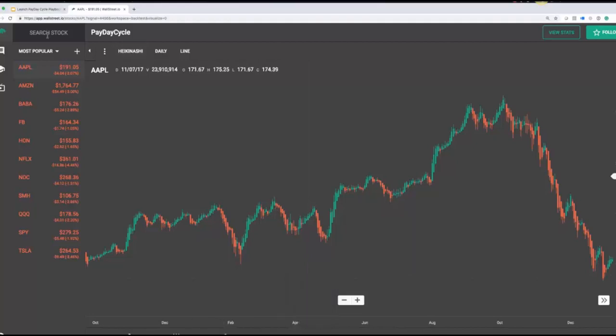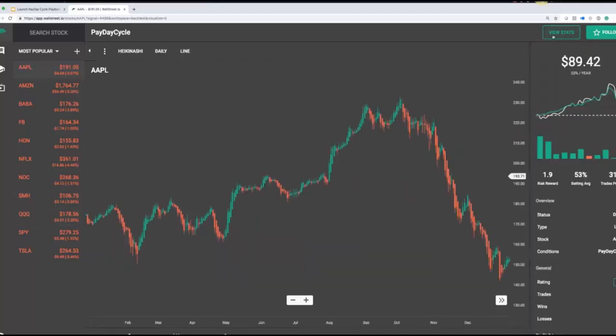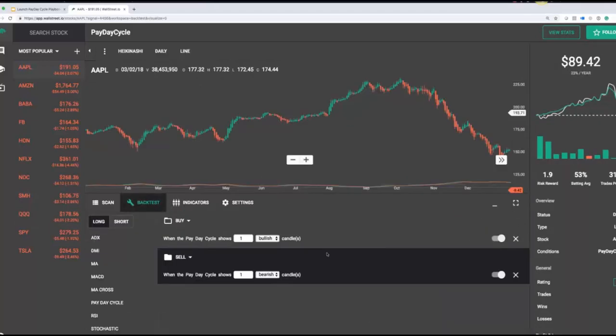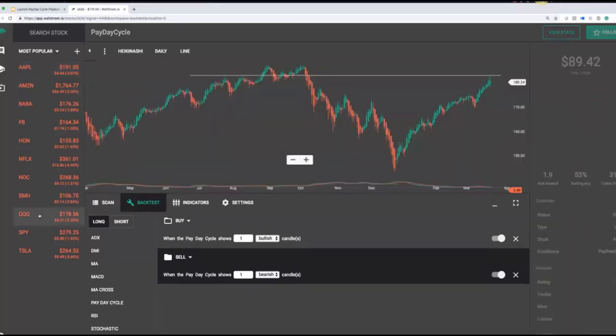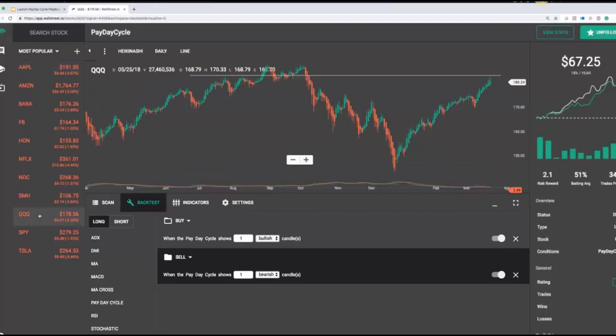Let's take a look at a couple others. So here's Apple, but let's take a look at the Qs. And I'm just going to open up View Stats. I'm going to open up Backtest. So now that I have buy on the first green and sell on the first red in my backtest, all I have to do here on Wall Street AO is click Qs. What that's going to do is automatically bring the same strategy forward onto this new ticker, the Qs, and it's going to show me the results of it as well here.